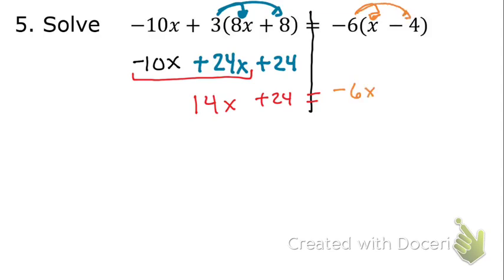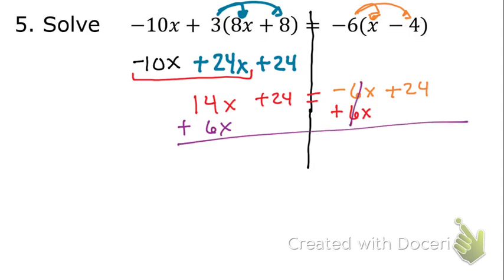Then negative 6 times this negative 4, which gives us a positive 24. All right, let's keep going. Again, I've been teaching you to move the smallest variable. This time, the smallest variable is on the right side. This negative 6 is smaller than 14. So I will be adding 6x. And the reason that I add 6x is because negative 6 plus 6 is 0. Okay, so then 14 plus 6 is 20x. And I bring down this 24 and I bring down the other 24.